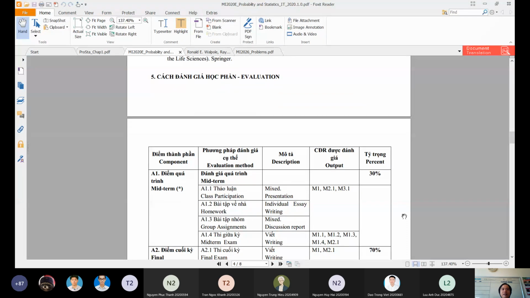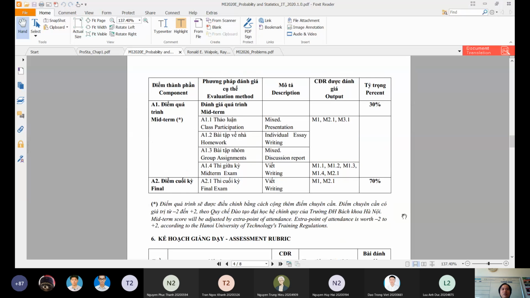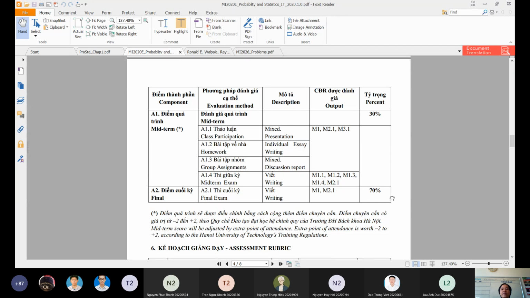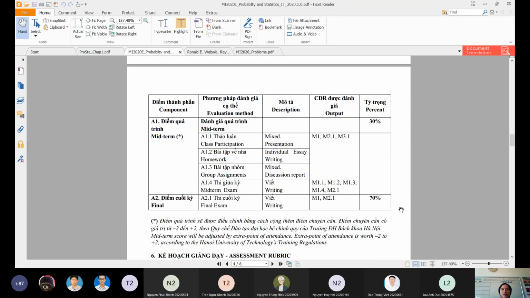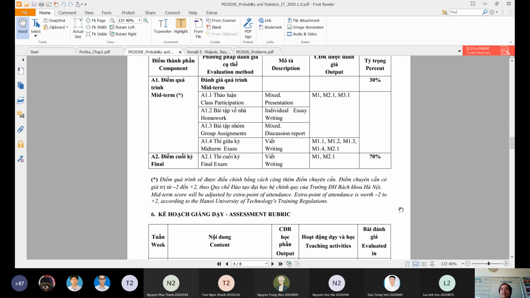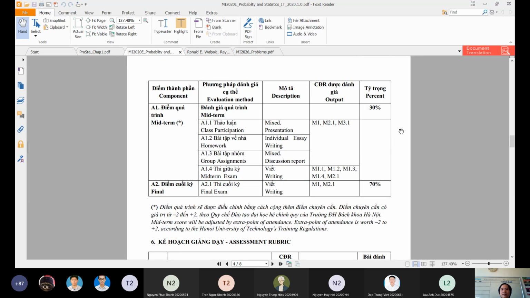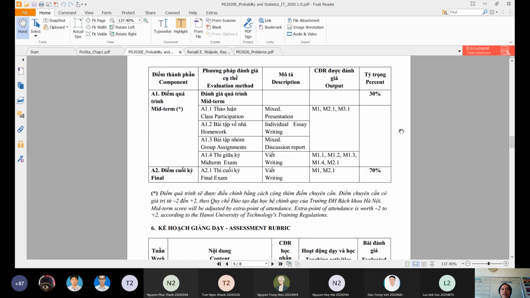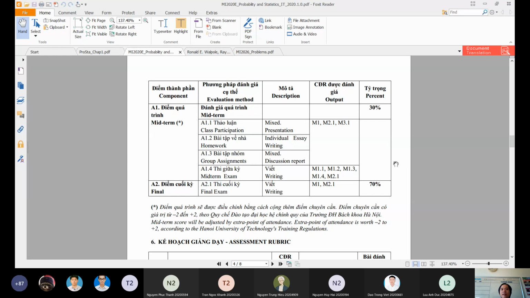About the evaluation of the course, we will have 30% of the midterm. Okay, you know that already, and 70% of final exam. Okay, and sometimes I will check attendance to give you some bonus points. Okay, you know that. The maximum bonus can be 3 plus 3, or the minimum is -3. You know that already? Okay.